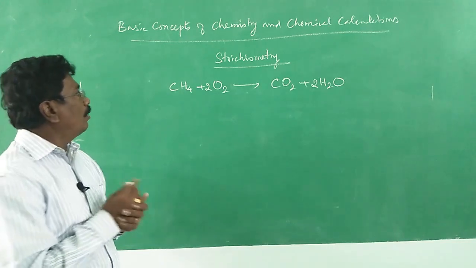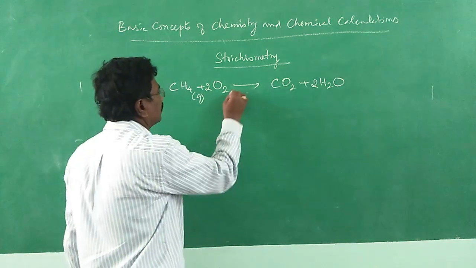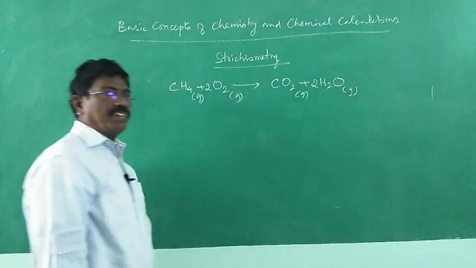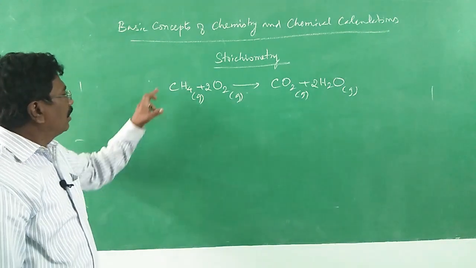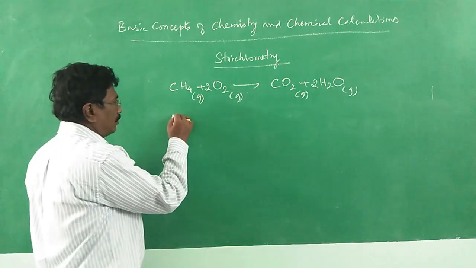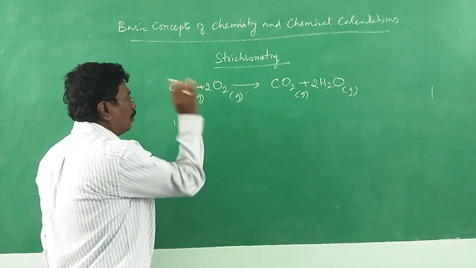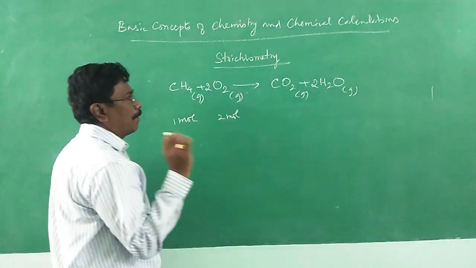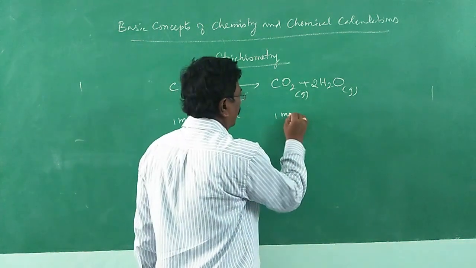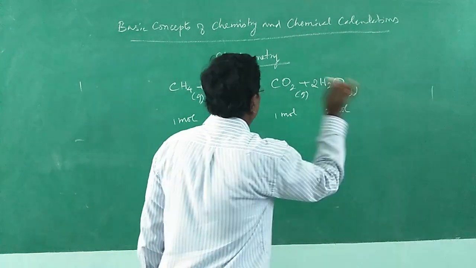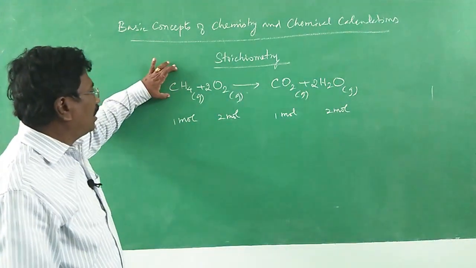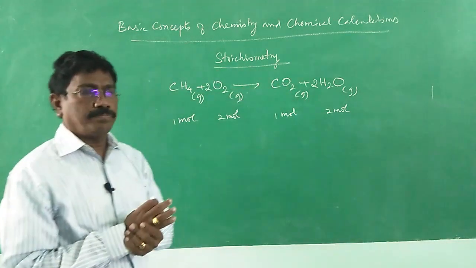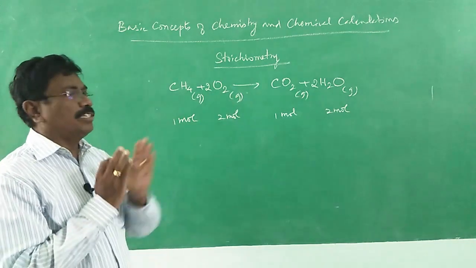Now everything is in the form of gas. Water in the form of steam we consider. Now, let me relate in the form of mole: 1 mole of methane combines with 2 moles of oxygen to give 1 mole of carbon dioxide and 2 moles of water. In terms of mole I have given.